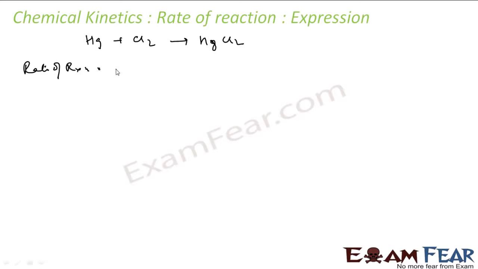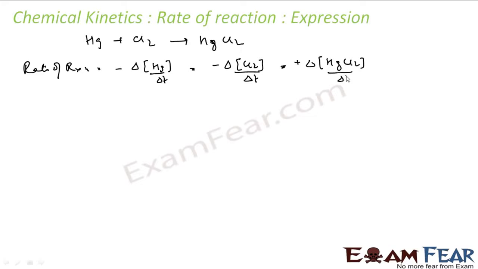It will be what? Minus of change of concentration of Hg with respect to time, or minus of change of concentration of chlorine with respect to time, or plus of change of concentration of HgCl2 with respect to time. Correct? This is in the product side, so plus; these two are in the reactant side, so negative. Fair enough. Now let's consider another reaction.